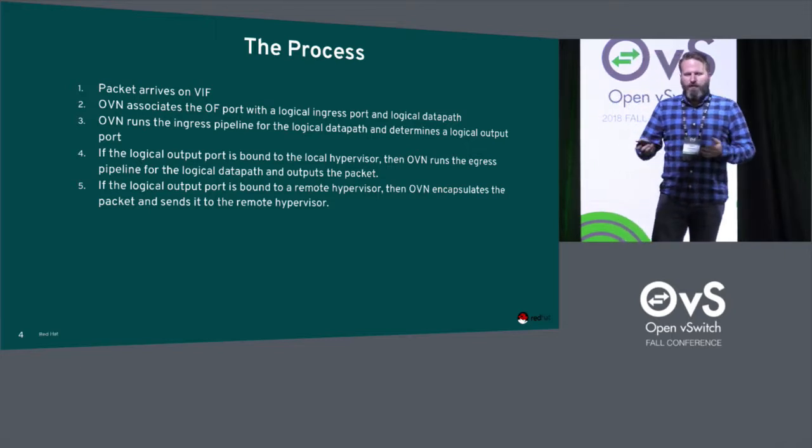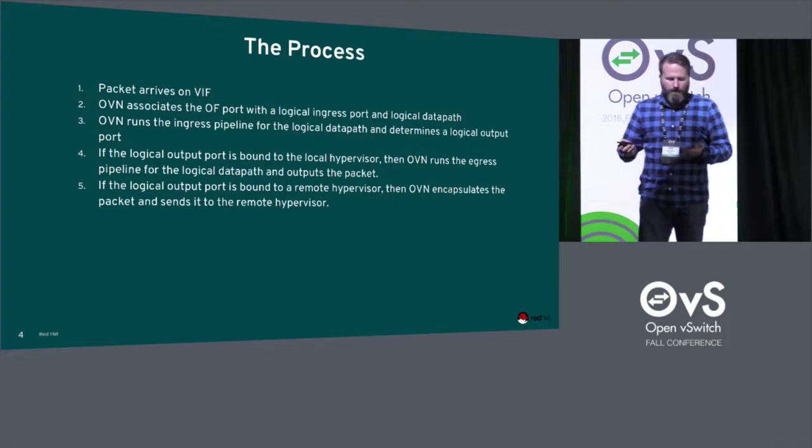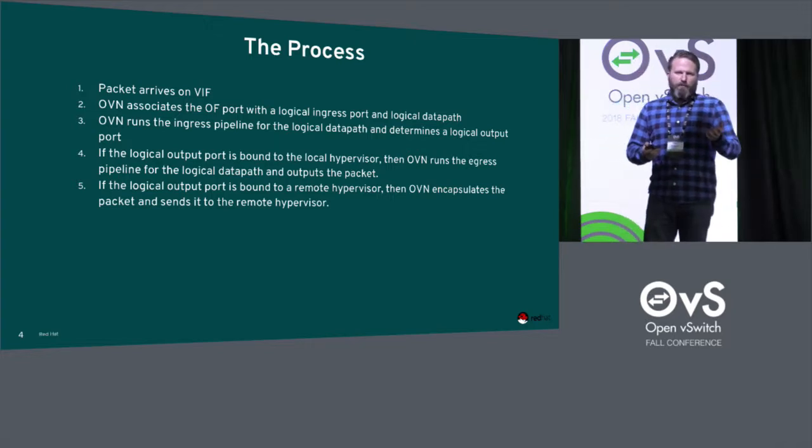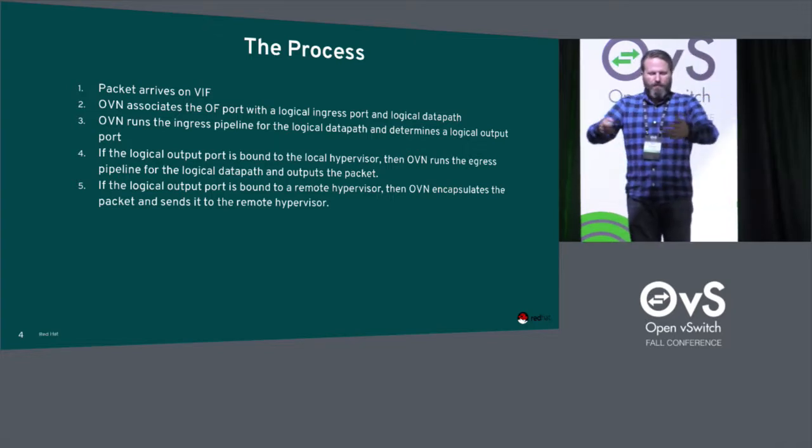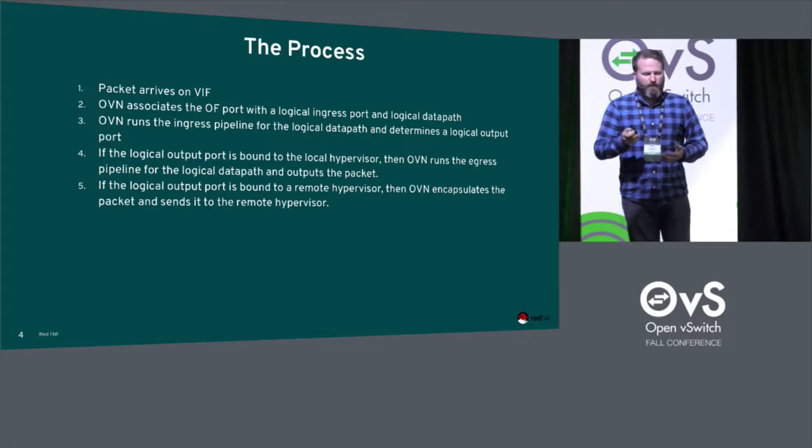When a packet arrives on a virtual interface, OVN is able to just tell from the OpenFlow port what the logical ingress port and logical data path are. OVS runs the ingress pipeline, and from that is able to determine what the logical output port is. If the logical output port is on the local hypervisor, then OVN just runs the egress pipeline and outputs the packet. Pretty simple. But if it's on a remote hypervisor, then OVN has to encapsulate the packet and send it to the remote hypervisor.